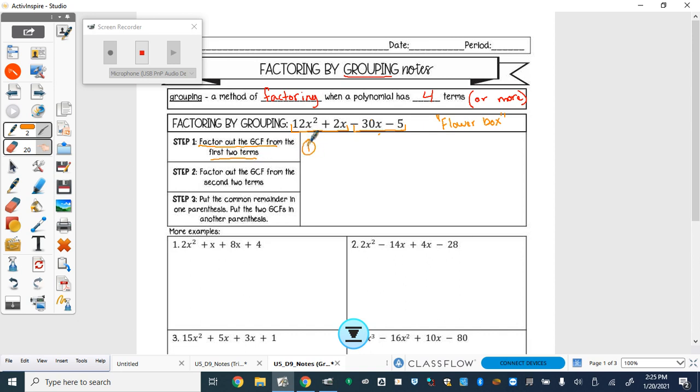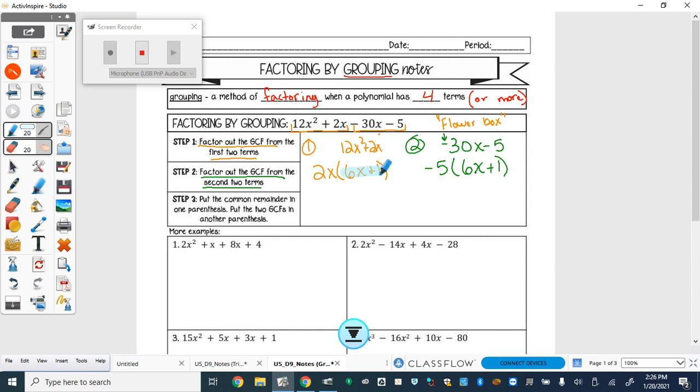So my step 1, I've got 12x squared plus 2x. Those are my first 2 terms. My GCF would be 2x, and then I'm left with 6x plus 1. Second step, you're going to factor out the GCF from the second 2 terms. So looking at the negative 30x minus 5, when you're dealing with the second set of 2 terms, if this is negative, your GCF is negative. So I'm going to take out a negative 5, and then when I divide by negative 5, I would be left with 6x plus 1.